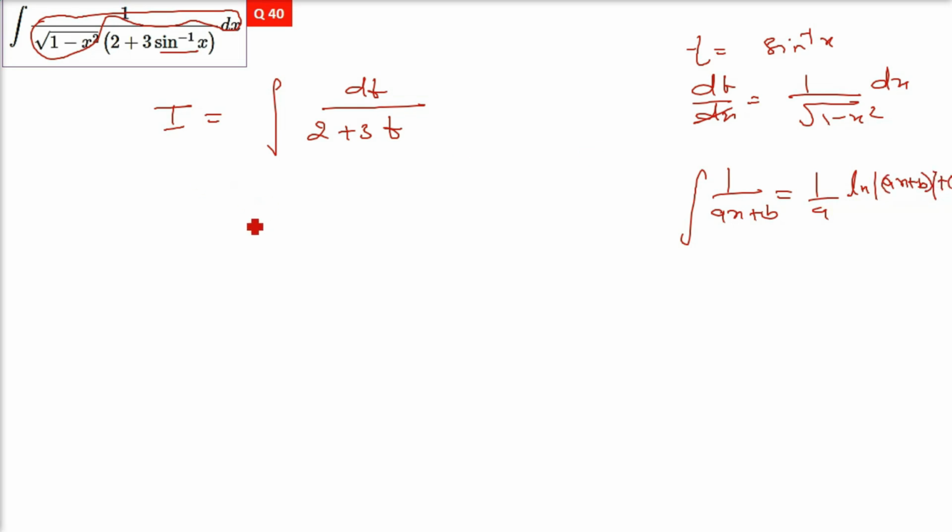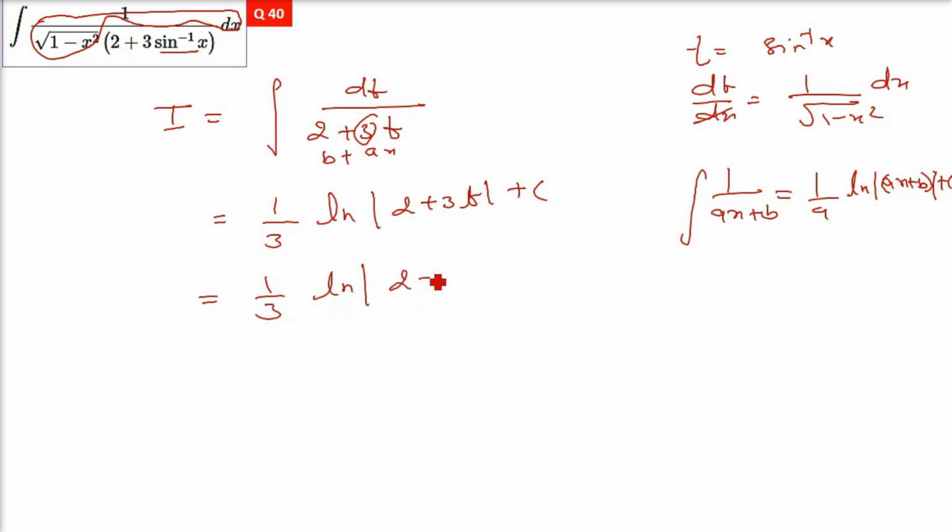So this is what we are going to do here. Integration of dt by 2 plus 3t, equate it with 1 by ax plus b. So 1 by 3 ln modulus of 2 plus 3t plus constant of integration. 1 by 3 ln 2 plus 3, what is t? We assumed it to be sine inverse x. So just replace it by this plus constant of integration.